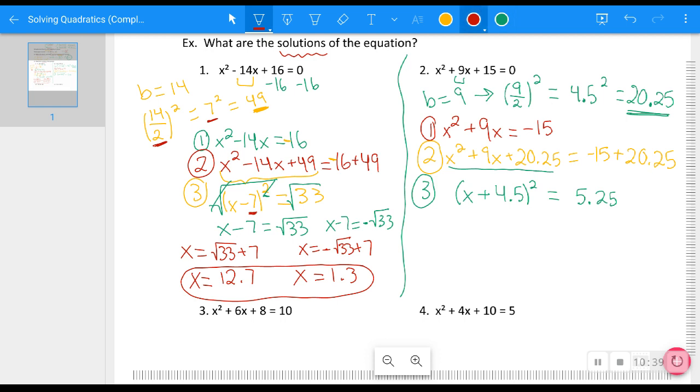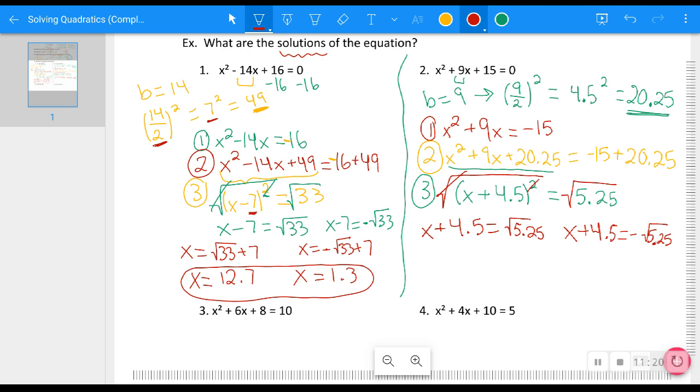Then our last step, just like solving for square roots, we got to square root the whole thing to get rid of that squared. And what we do to one side we have to do to the other. So then we get x plus 4.5 equals positive square root of 5.25. And x plus 4.5, can't forget about it, equals negative square root of 5.25. Yeah, it's a decimal point right there.